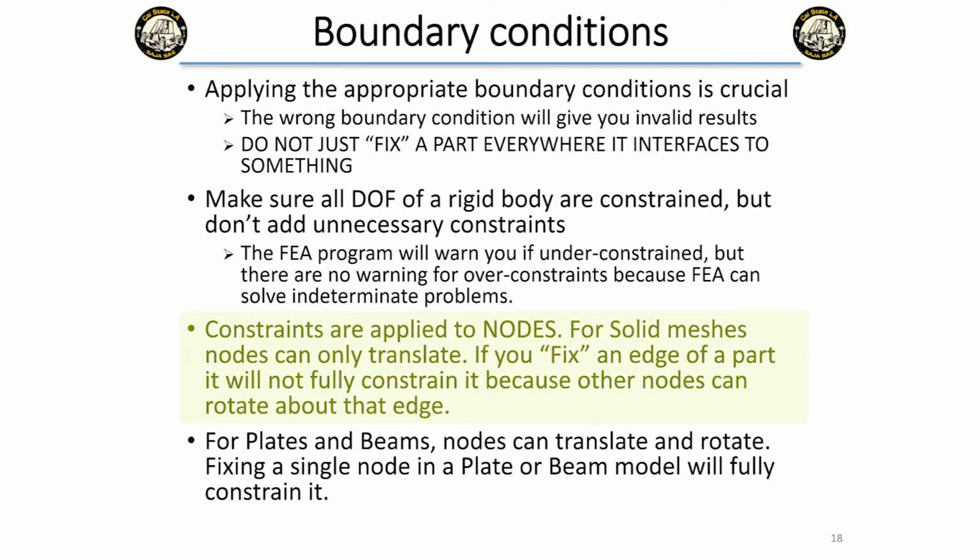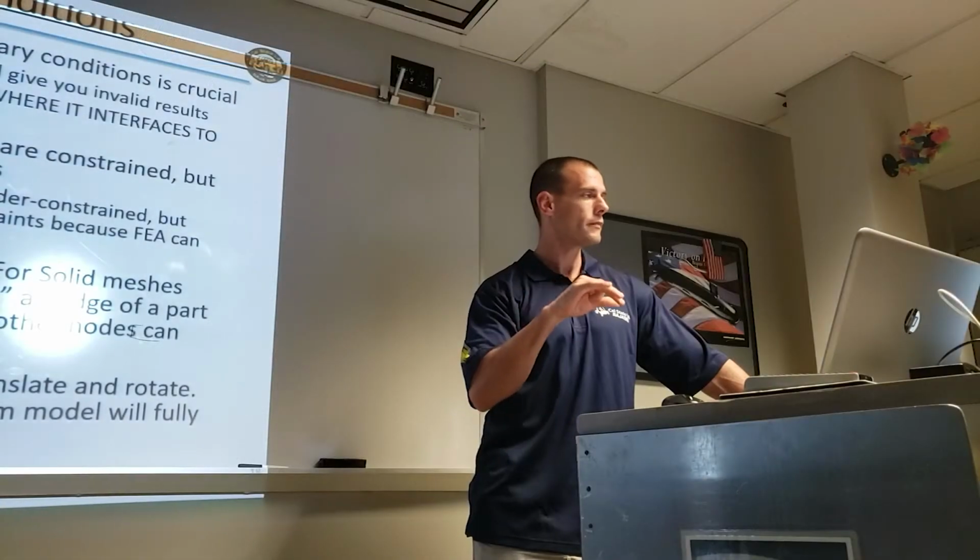Constraints are applied to nodes. So for solid mesh, this is another thing to remember. For a solid mesh, the nodes translate. They can't rotate. They just translate. So they have 3 degrees of freedom. So solid mesh has 3 degrees of freedom.